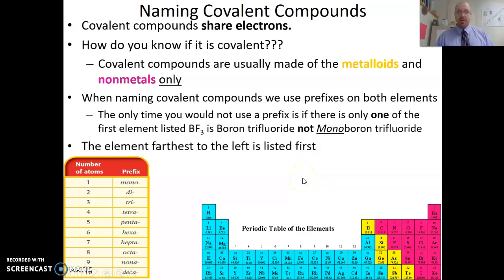The element farthest to the left is listed first. Just remember, even though hydrogen over here with the metallic symbol, hydrogen is a nonmetal. It is a gas. Okay? The element farthest to the left is listed first. So we have nitrogen and oxygen. Notice they're right next to each other. Well, we go nitrogen because it's listed first in the periodic table. It's number 7, and oxygen is number 8. So we have dinitrogen tetraoxide. Very good.